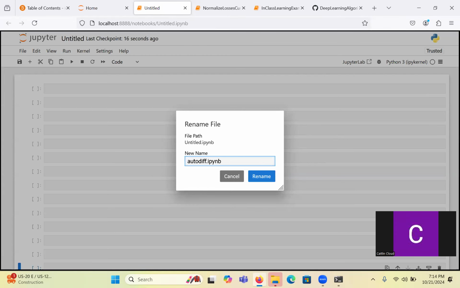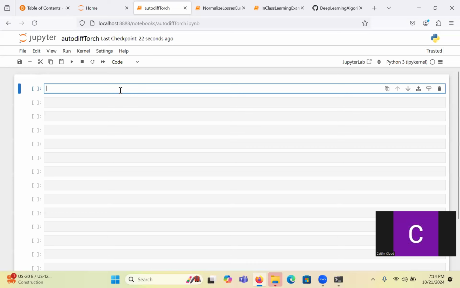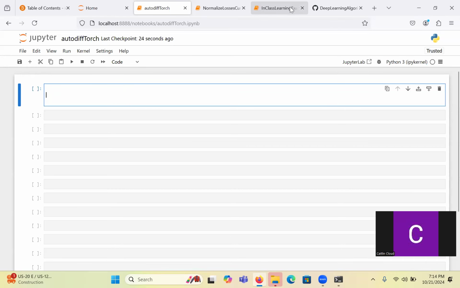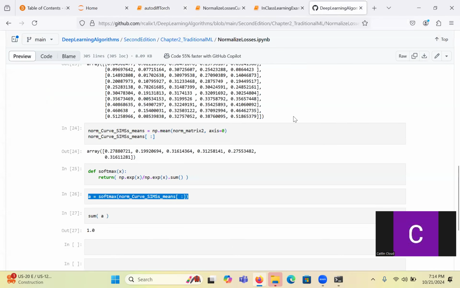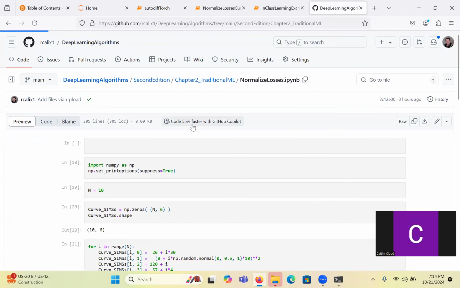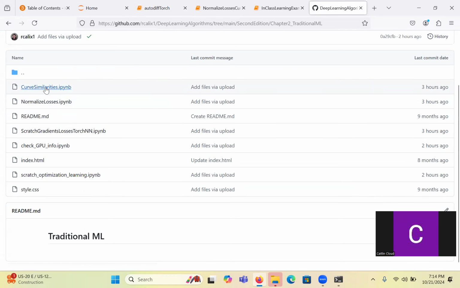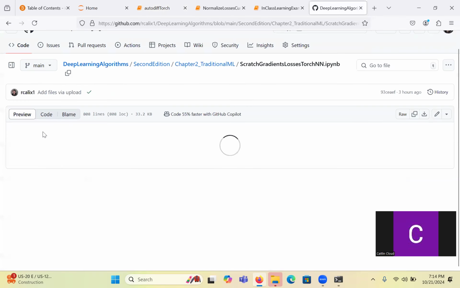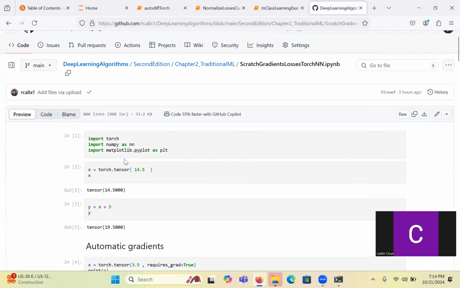Torch. Okay. All right, so I'm going to start. I'm going to go to my GitHub under traditional ML. And we've done these two. Now we're going to do this one: scratch gradients losses, torch NN.